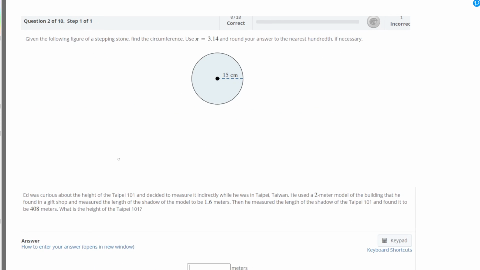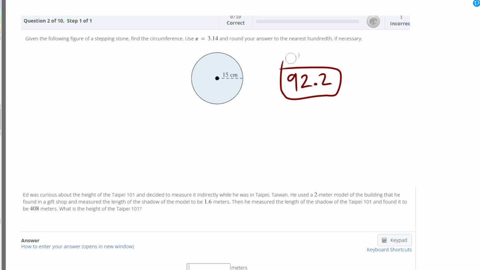The second question is asking for the circumference of this circle. We're going to use 3.14 as pi instead of the actual one, just so we can have a nicer answer, and we'll round to the nearest hundredth. So the radius is 15, because the circumference is 2 pi r, right? So 2 times 15 times 3.14 is equal to 92.2. And that is going to be our answer: 92.2 centimeters.